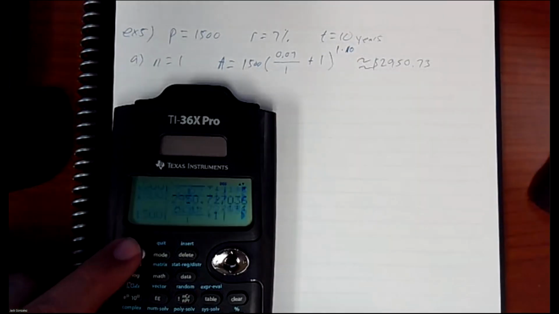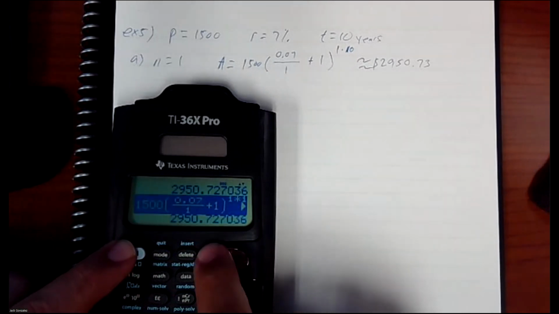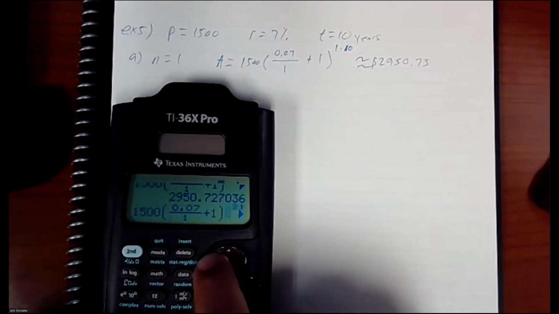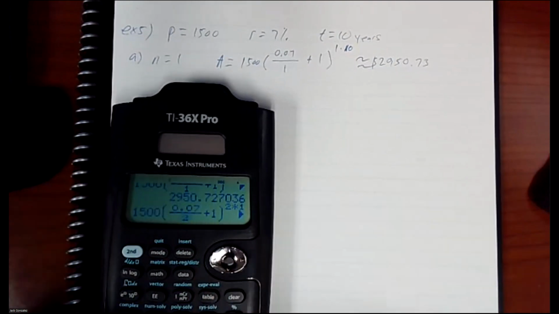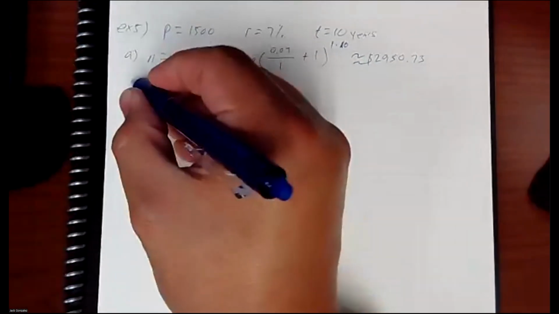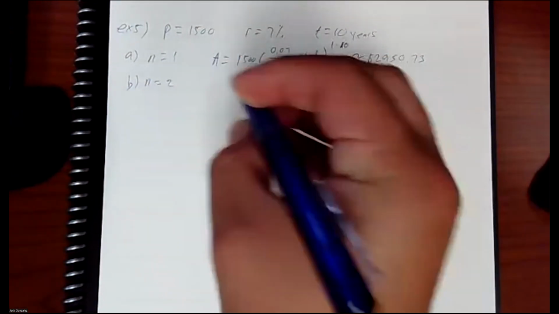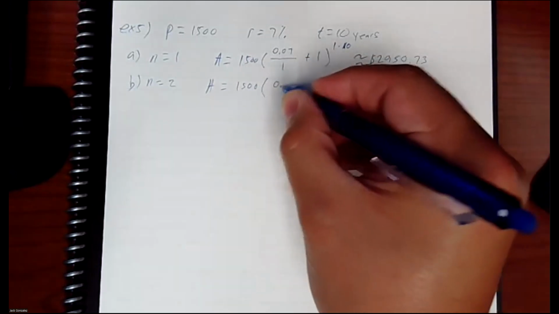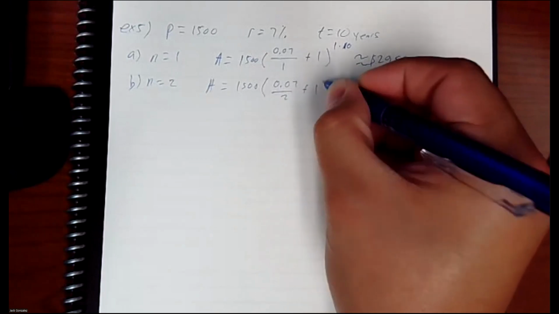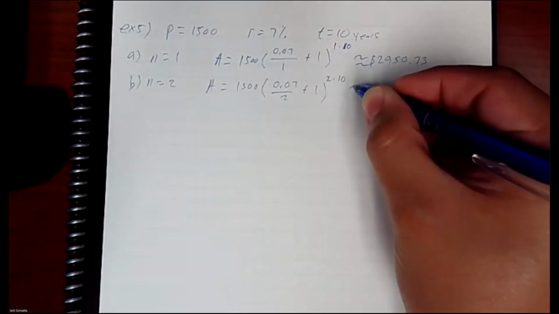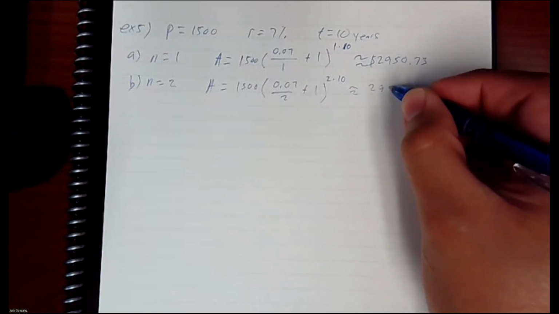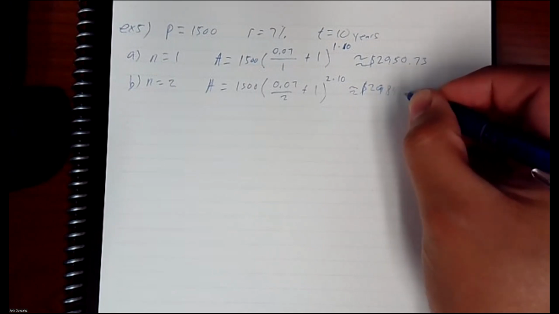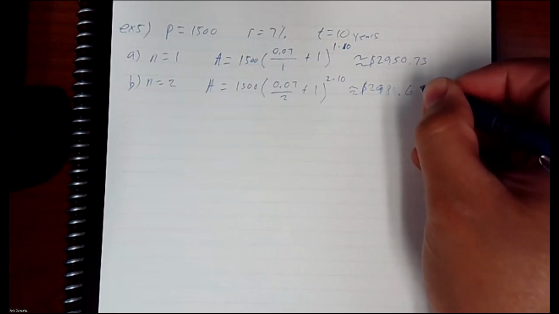So now, all you've got to do is change the N for part B. So go in here. N is 2. Now we have part B. So when N is 2, this would simply be 0.07 divided by 2, plus 1, to the 2 times 10. So that'll be 2984.68.